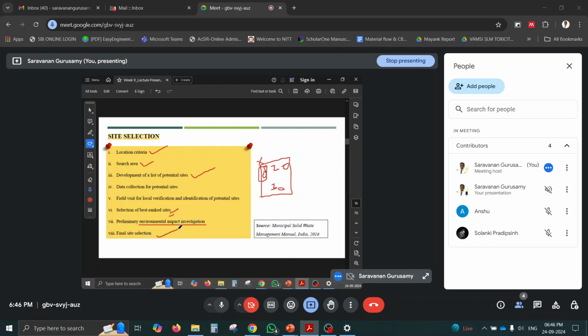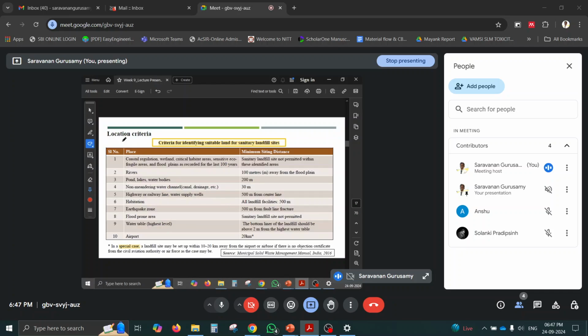Then final site selection. So I have to check all the criteria, search for areas, then list the potential areas, data collection, field visit, I have to give a ranking, then do a preliminary environmental impact assessment, then final selection. So what are the location criteria?